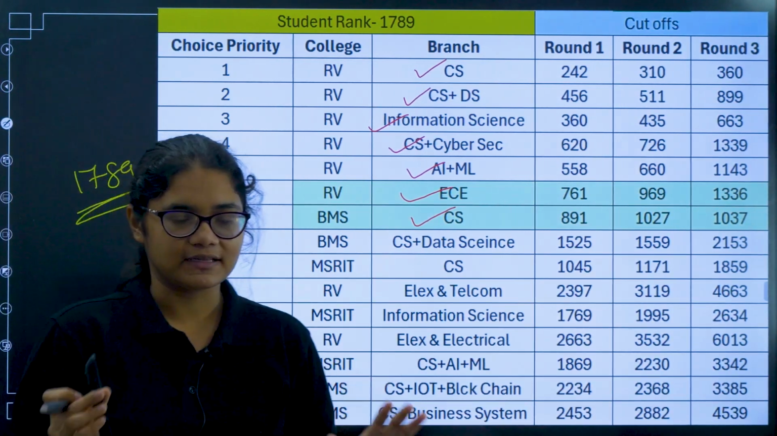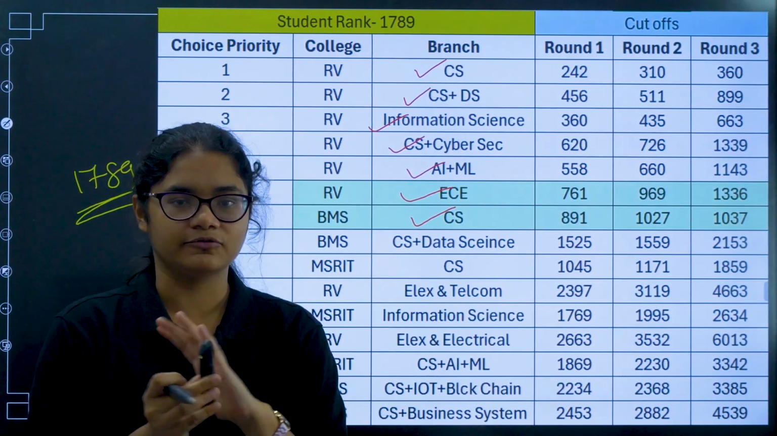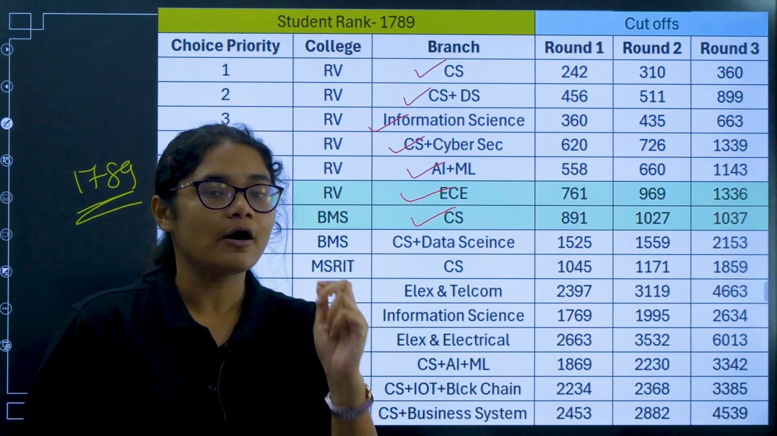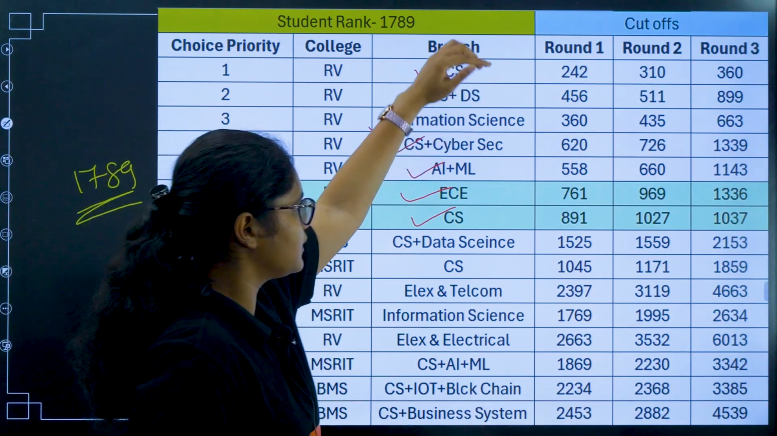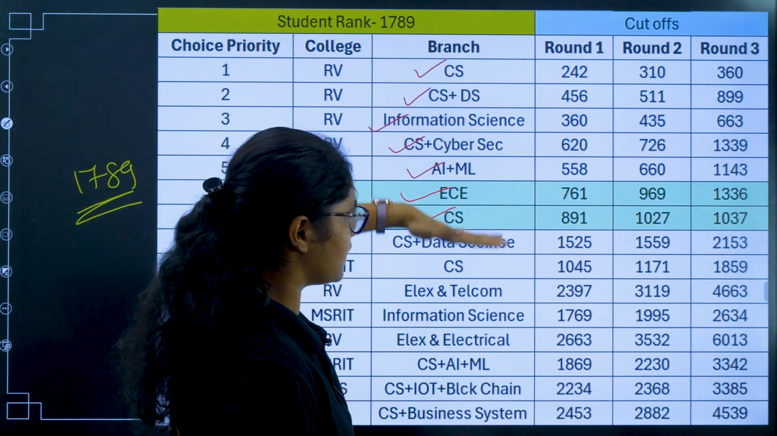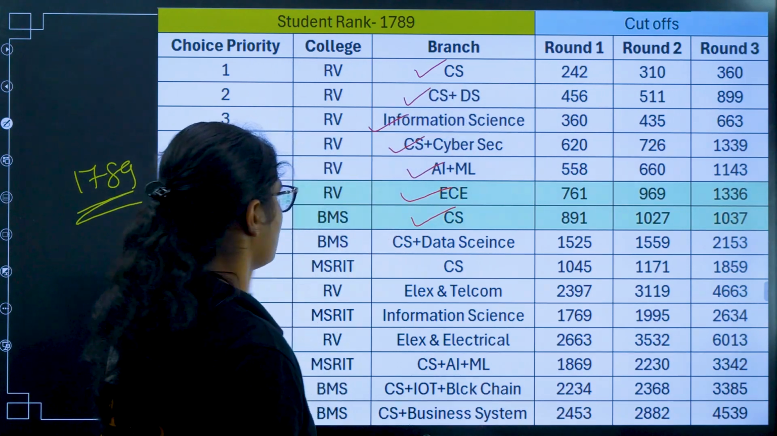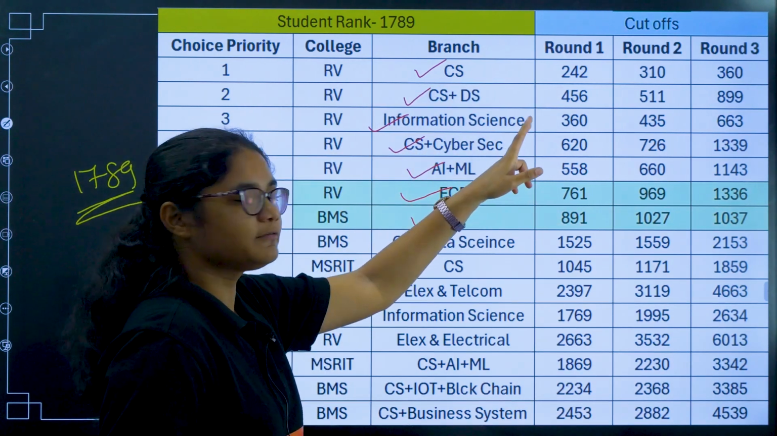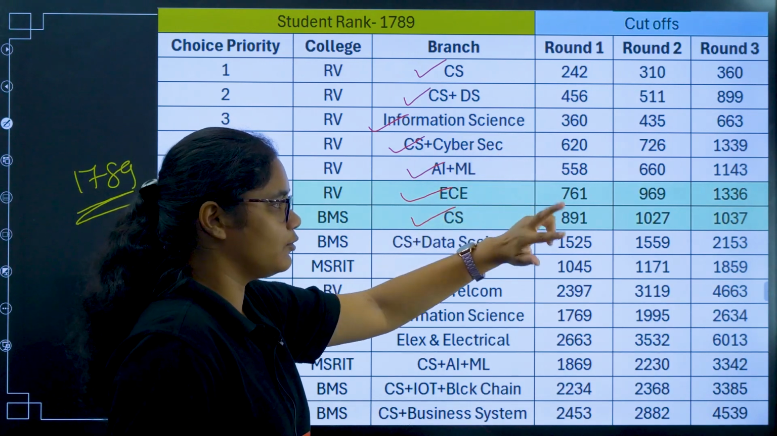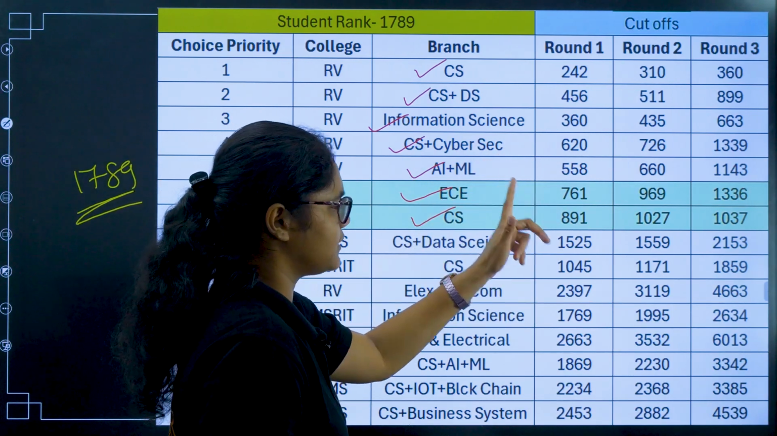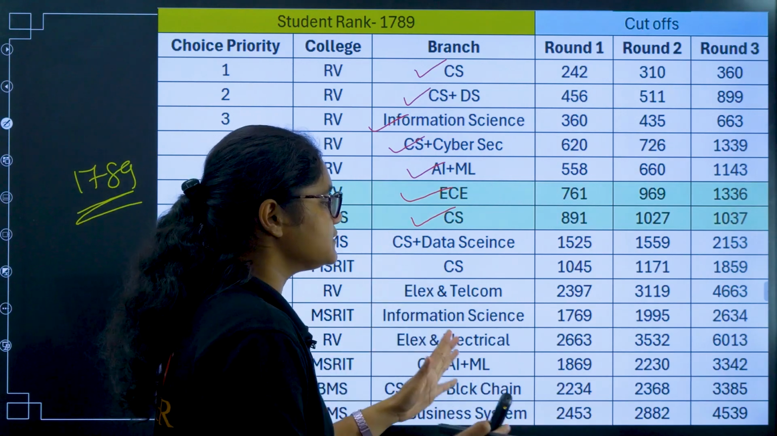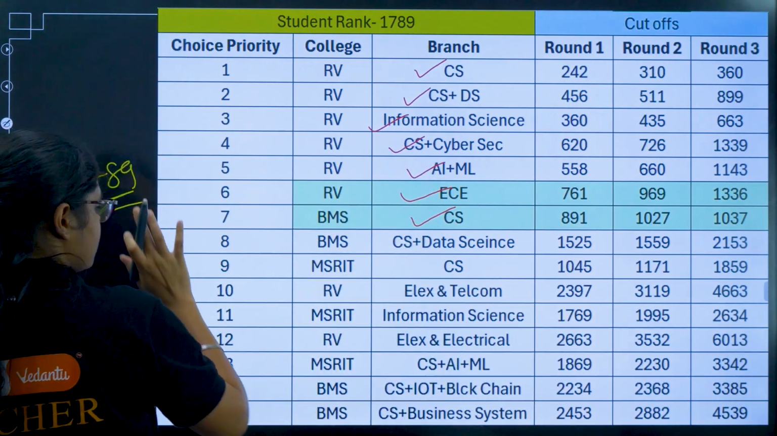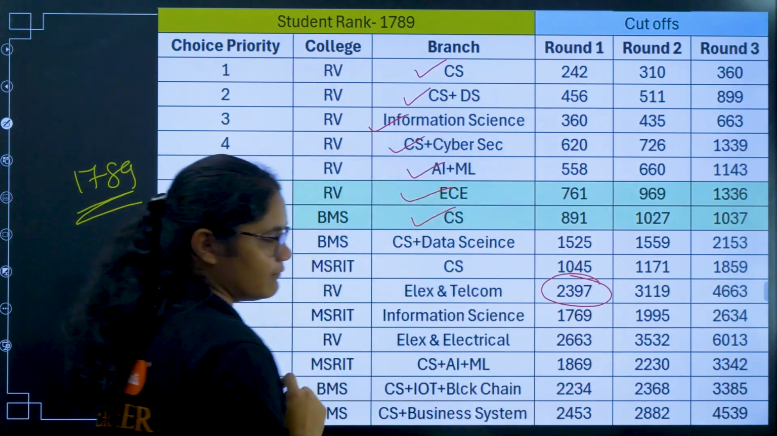Now after example, just imagine the option entry portal is closed and the round 1 allotment has been done. How does it work? The KEA will start analyzing from the starting. 242, you are not, your rank is too high than this, you will not get this college. 456, no. 360, no. 620, no. 558, no. 761, 891, 1525, 1045 is also difficult. Yes, the one which I can clearly get, without any conflict, is 2397, right?